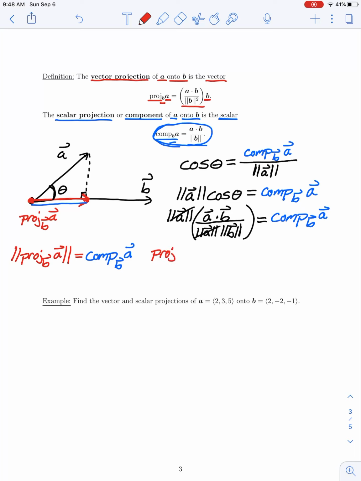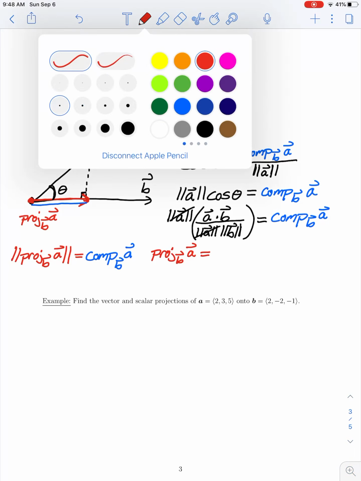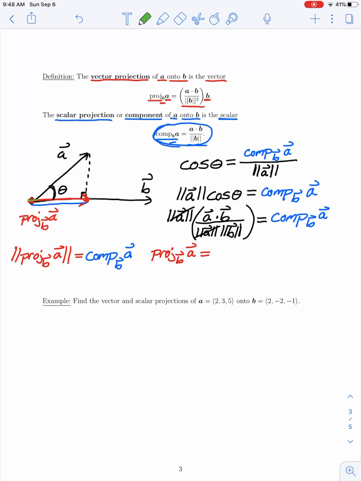To get the vector projection of A onto B, I could think about taking a unit vector, that is a vector of length 1, let me call it U here, which points in the same direction as B. So here my vector U, a unit vector in the same direction of B, could be found by taking B and dividing by its magnitude, as we did in earlier sections.